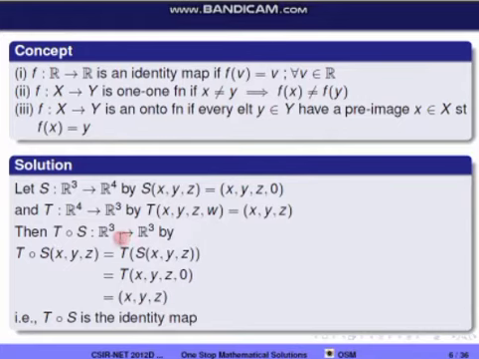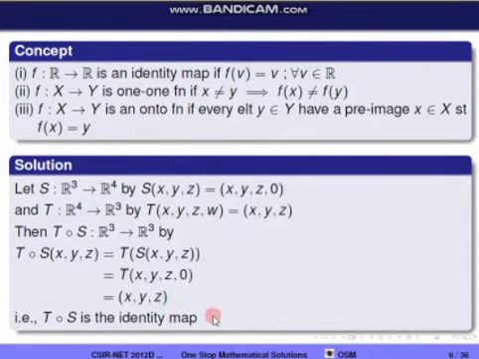We'll look at whether it is giving an identity map or not. So T composite S of (x, y, z) is equal to T of S of (x, y, z). We know S of (x, y, z) is equal to (x, y, z, 0), so we replace that. This is equal to T of (x, y, z, 0). T maps a 4-tuple to its 3-tuple, so this is equal to (x, y, z). That is, T composite S of (x, y, z) is equal to (x, y, z). That is, T composite S is the identity map.